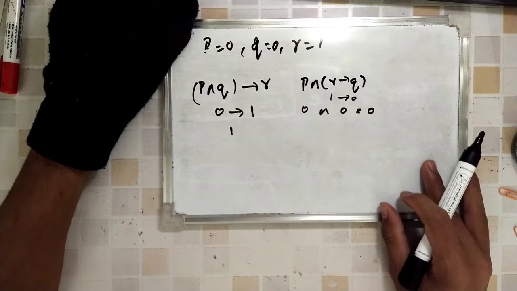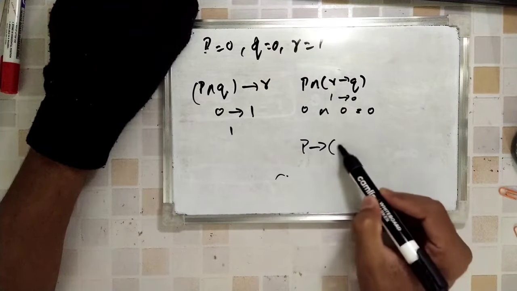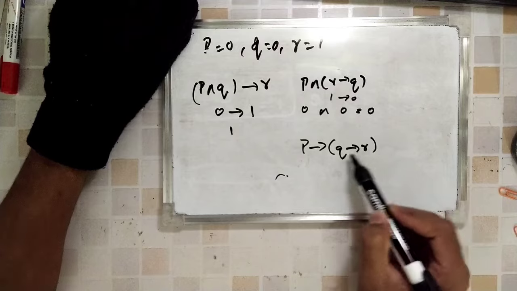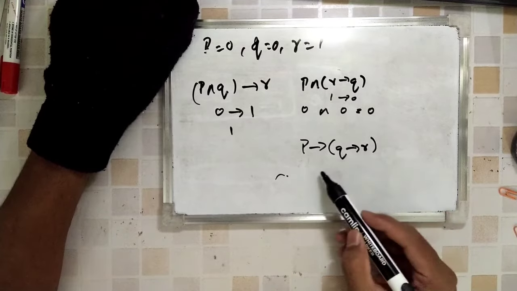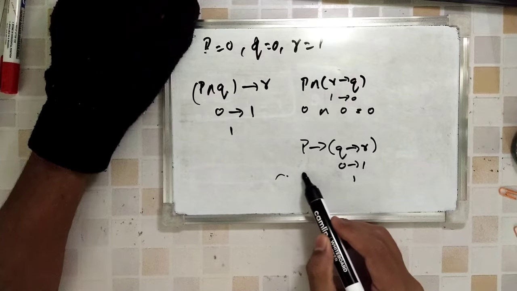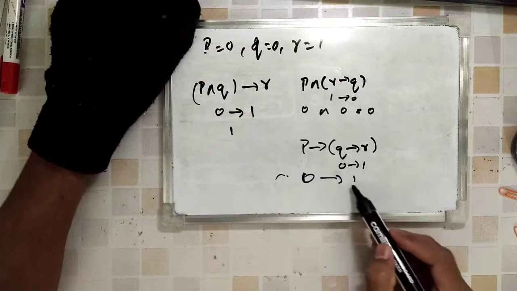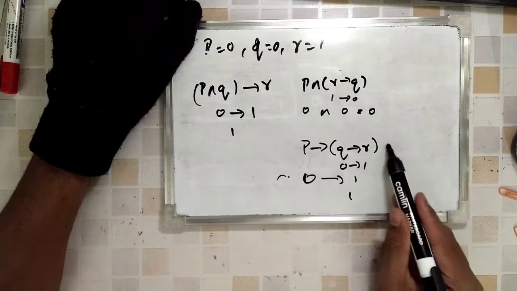Next we have P implies Q implies R. Since they have given brackets, first Q will imply R. So Q implies R, 0 to 1, it is 1. Then P is also 0, so 0 to 1 again. So it is 1. So this is called truth value is 1.